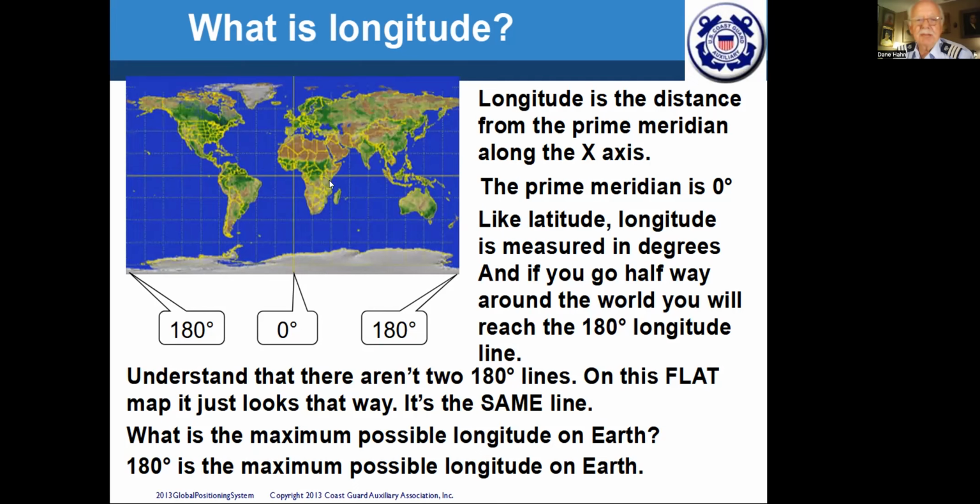So again, the prime meridian is at 0. Longitude is the distance from the prime meridian along the x-axis to wherever you want to go. So for example, if you were going to measure Japan, you'd be going east till you got to a point where your navigation tools told you that Japan was directly north of you. And then you would know how far east you had to go. And now you will know how far north you'll have to go.